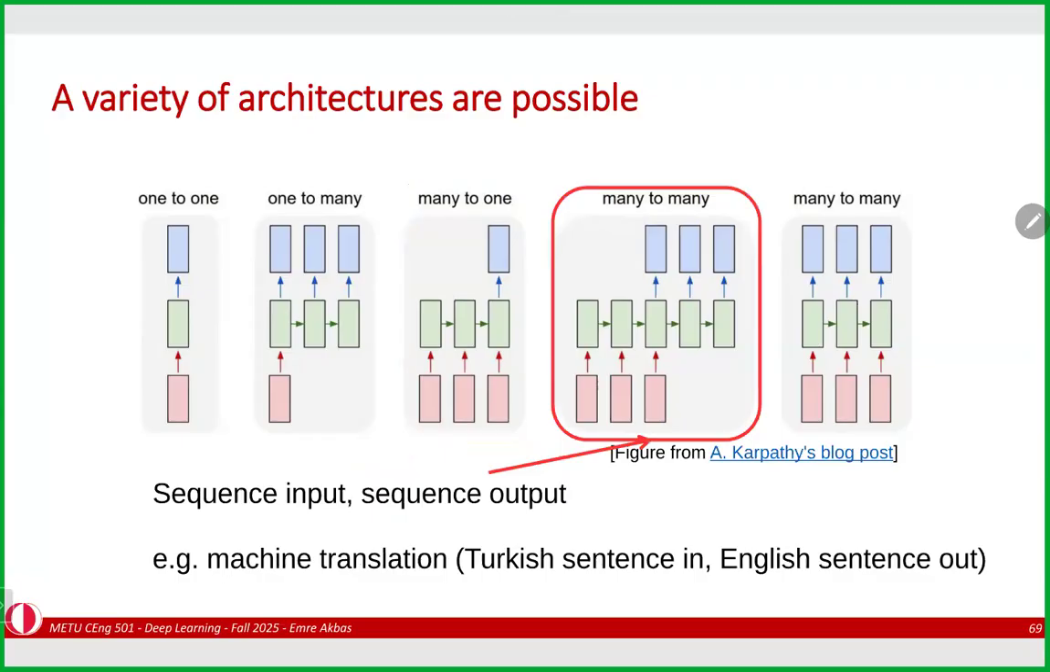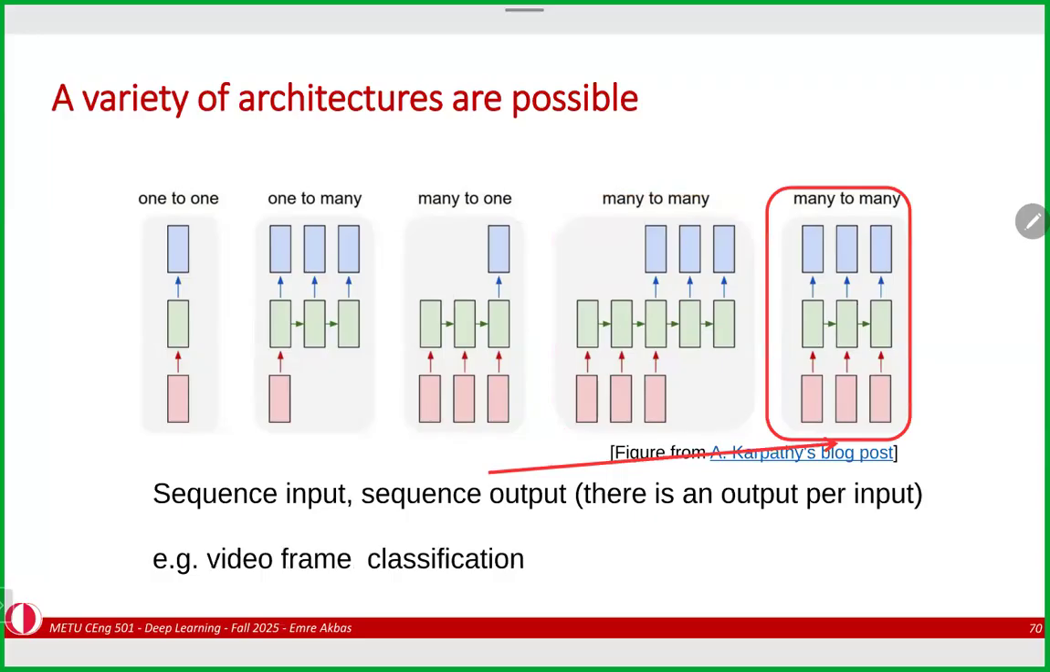Many to many is also possible. And this is always done in machine translation. There's a sequence input, could be a sentence, a paragraph in one language, and the sequence output is in another language. And the number of words, sentences do not need to be the same. So an RNN is very flexible. Many to many video frame classification and so on. So this is an RNN in theory can do actually what a computer can do. It's that general.